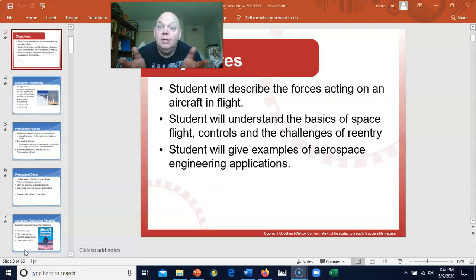So, objectives. On this one here, you'll understand the basics of space flight controls and the challenges of re-entry. You're also going to give examples of aerospace engineering applications.